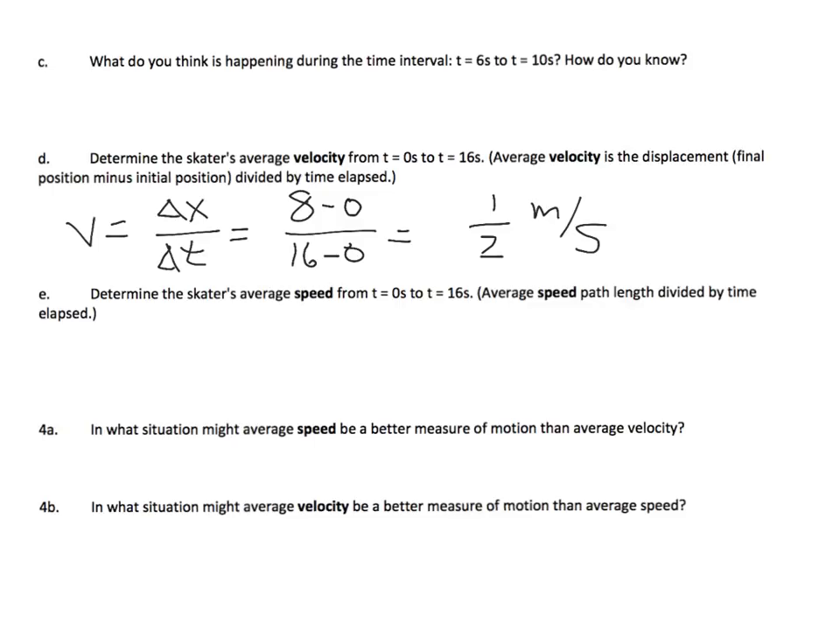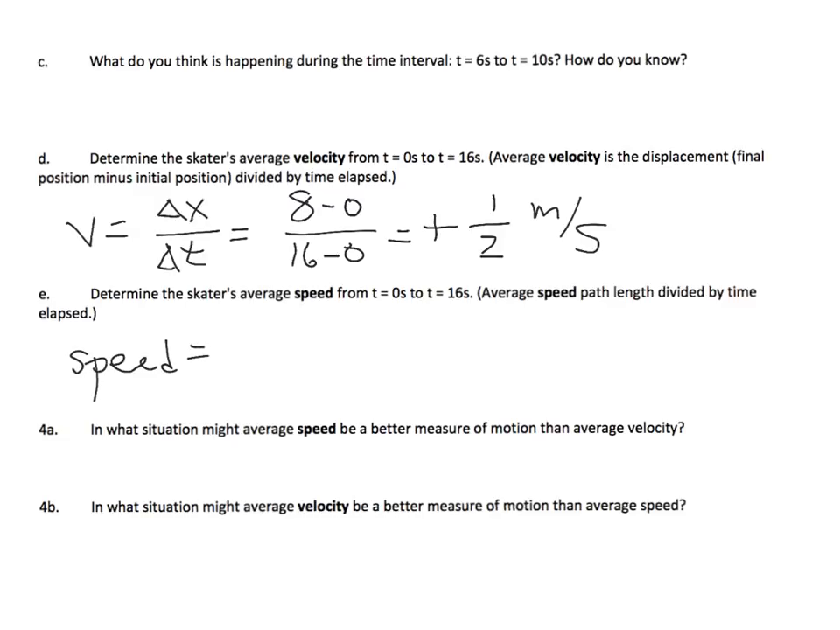Velocity has not just magnitude, it has direction. This time, because we've defined our direction in terms of positive versus negative x values, the fact that this is just positive 1/2 does give us that direction. Now, as I look at E to get to speed, speed's different.